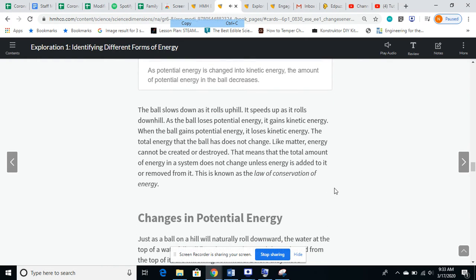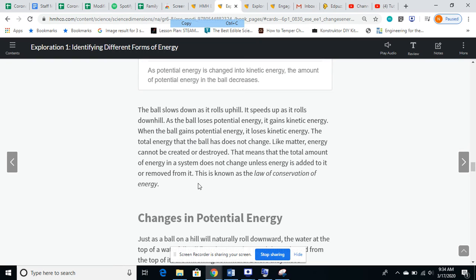The ball slows down as it rolls uphill. It speeds up as it rolls downhill. As the ball loses potential energy, it gains kinetic energy. When the ball gains potential energy, it loses kinetic energy. The total energy that the ball has does not change. Like matter, energy cannot be created or destroyed.